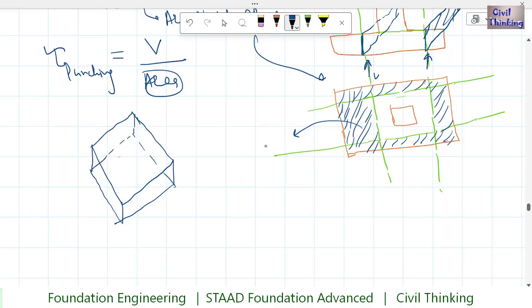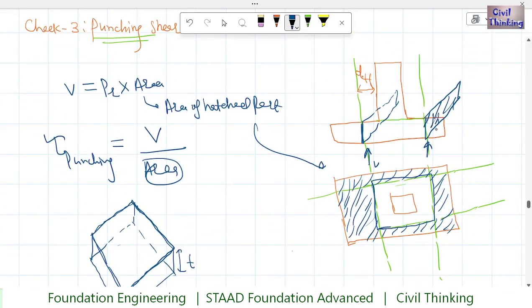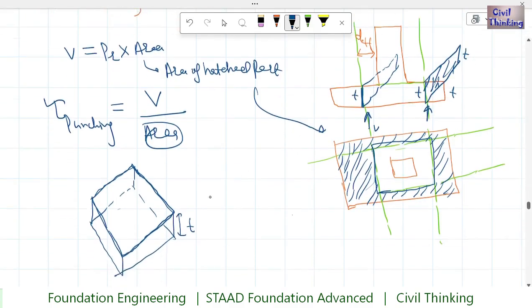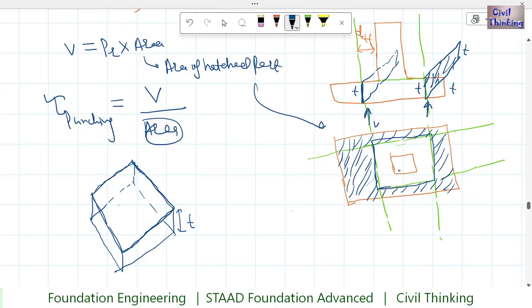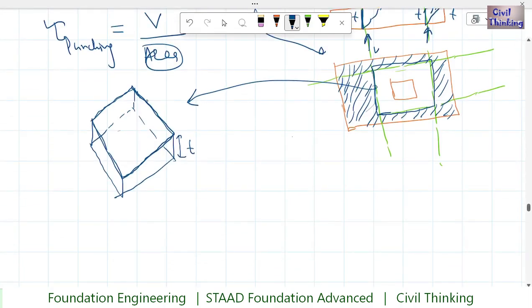Okay, all of this side here is this side. And this is what? It is the thickness of foundation. Because we have to find the area of each, it is this thickness, right? So this is going to be the thickness, and it is on all four sides. So from here we will find the area.